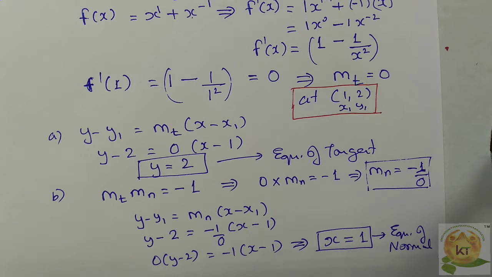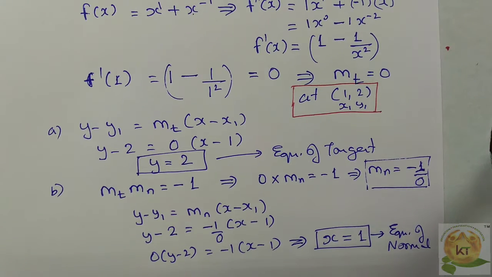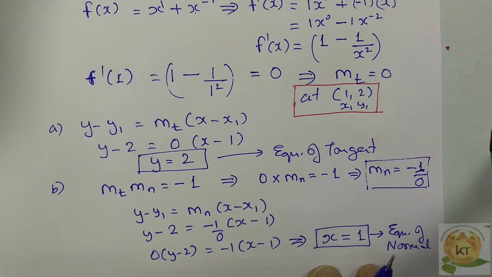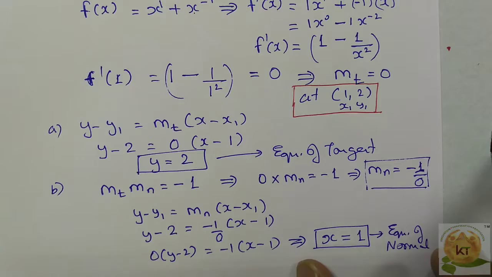That completes the first part of the sum. The second part of the sum states that you are expected to find the coordinates of the point where the tangent and normal cross the x-axis and y-axis. You are expected to find the coordinates of the point where your tangent and normal are crossing the x-axis and y-axis. Okay, so let's just draw roughly where these two equations are crossing.